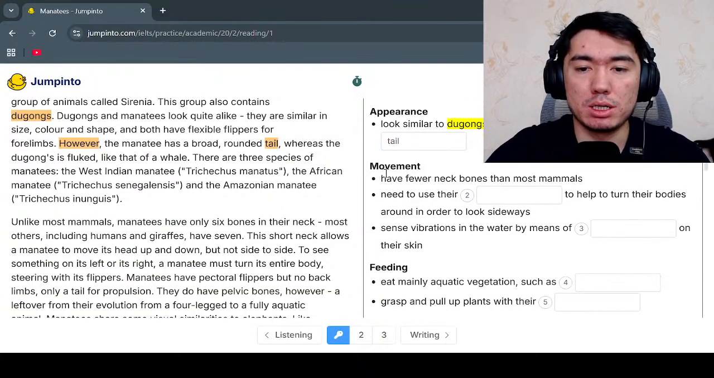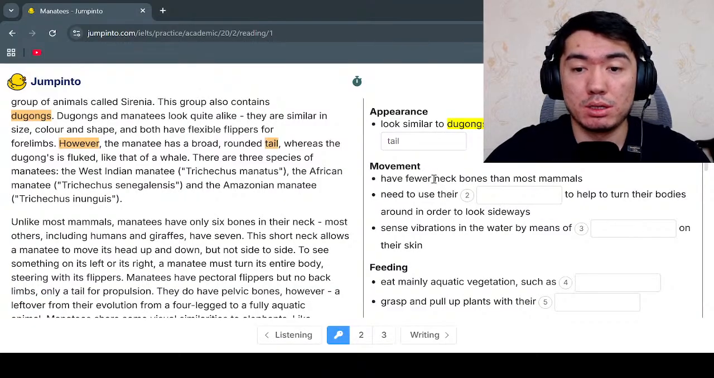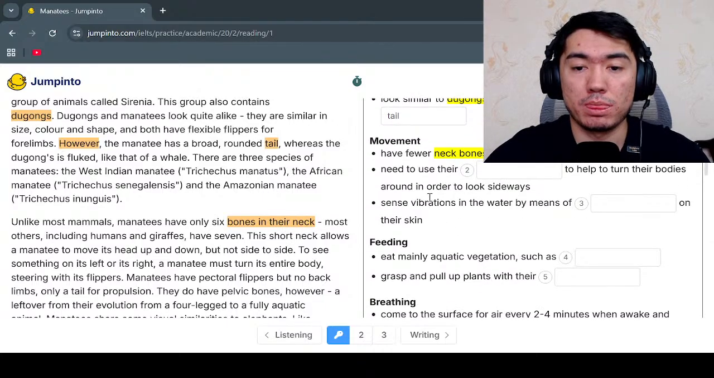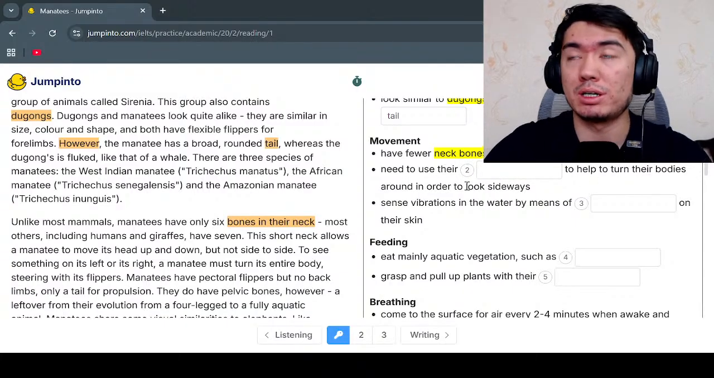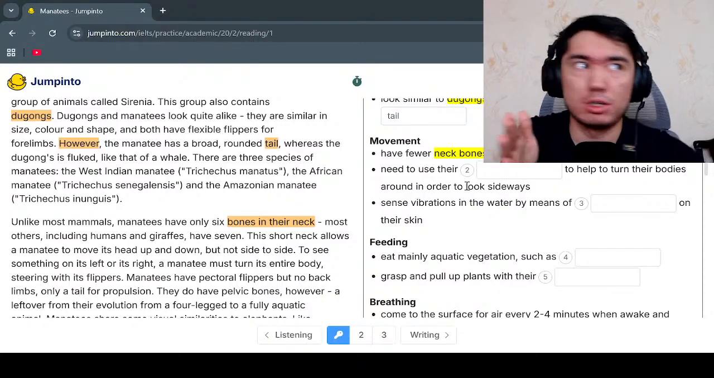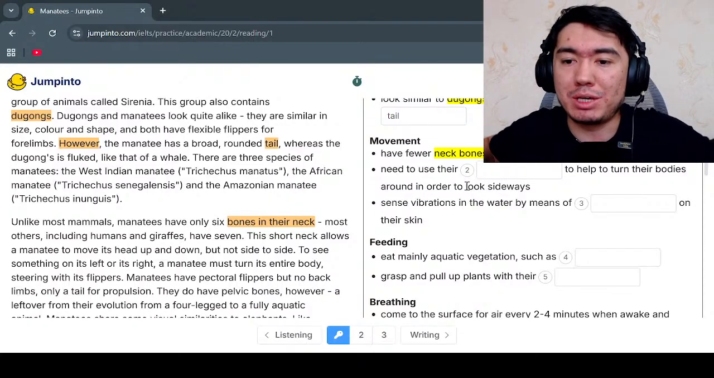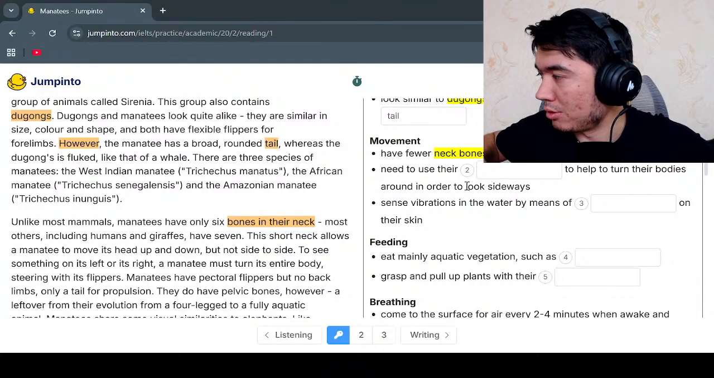Okay, movement. Have fewer neck bones than most mammals. I'm pretty sure that this phrase is going to be my location keyword because it can't be paraphrased. Bones in their neck. So my second answer should come below this phrase. Need to use their something to help turn their bodies around in order to look sideways. So if you want to look on this side, they need to use their, I'm guessing, what is this called? Fins.